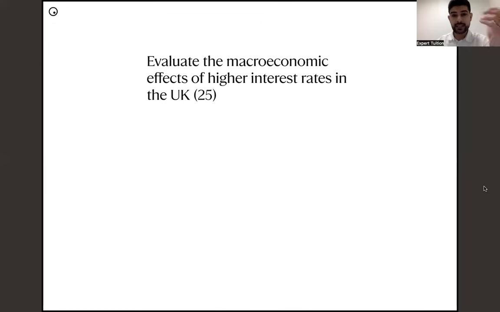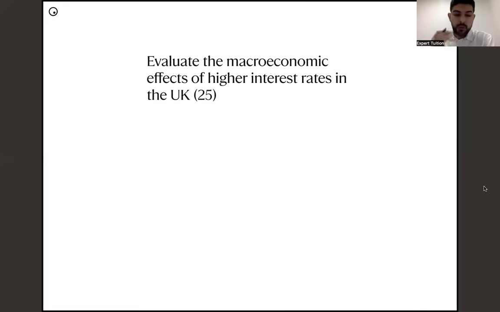Our first analysis is going to be focused on how raising interest rates can help to reduce inflation. In other words, it could lead to disinflation. So my topic sentence is going to be something along the lines of: one likely macroeconomic effect of higher interest rates in the UK is lower inflation, or disinflation. I want the examiner to instantly know that that is going to be my overarching point.